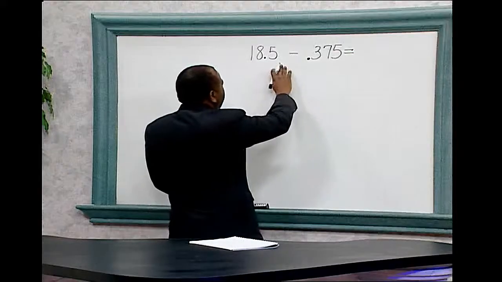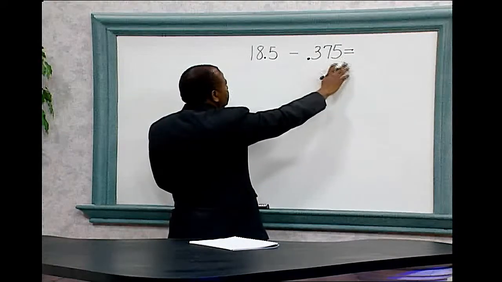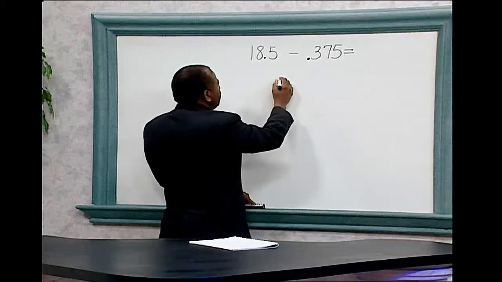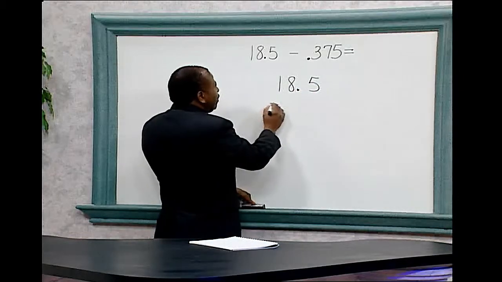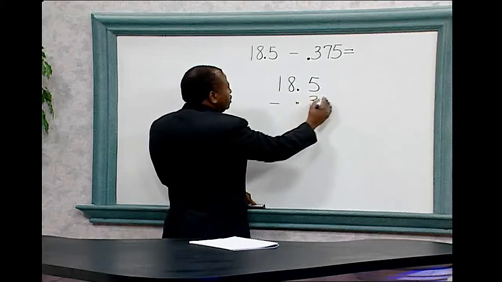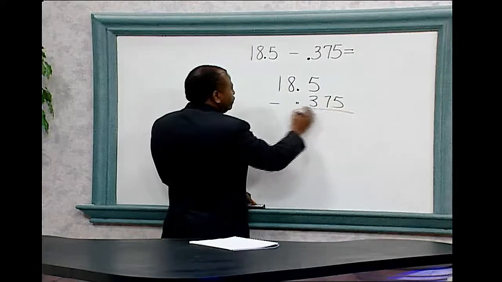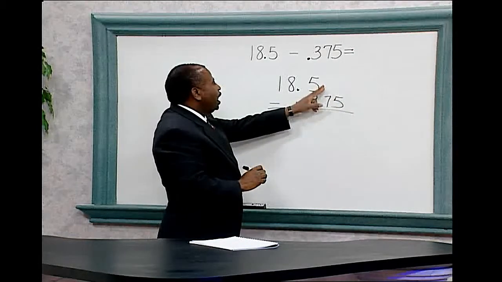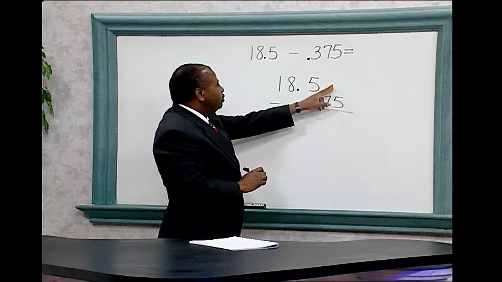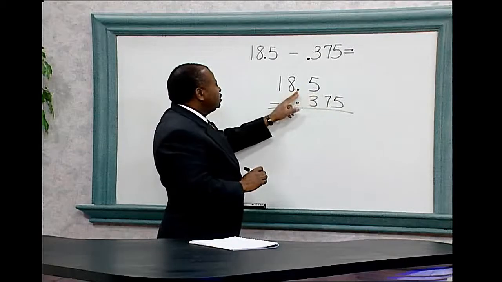This will help to keep the numbers lined up. Example, 18.5 minus 0.375. The first thing we must do is place the decimals in a straight line. 18.5 minus 0.375. We can place as many zeros as needed behind the decimal point without changing the value of the number.